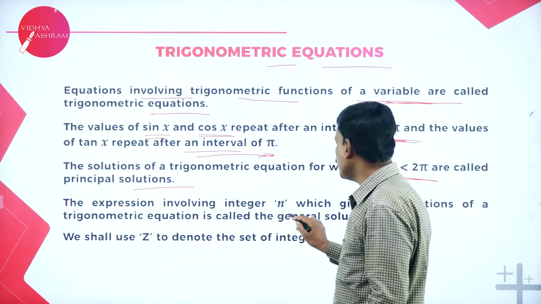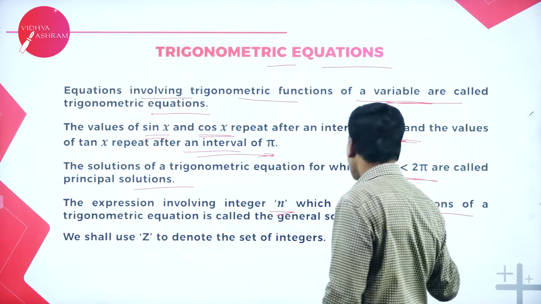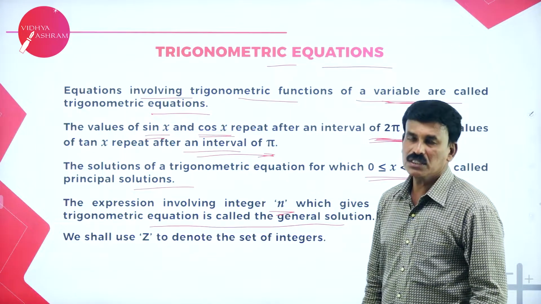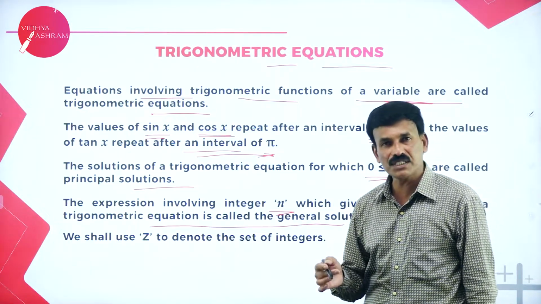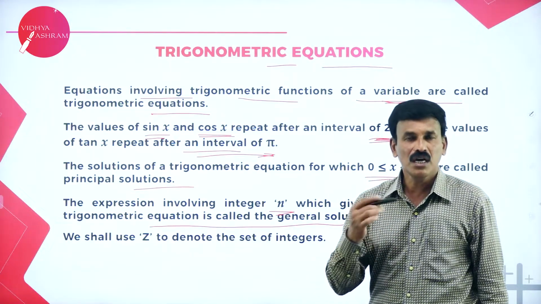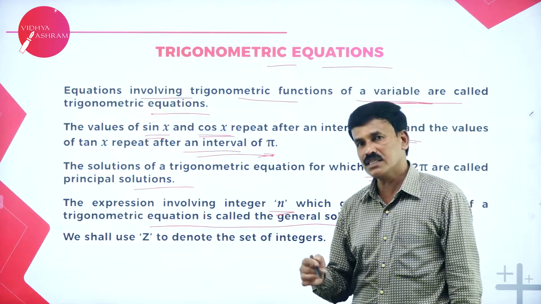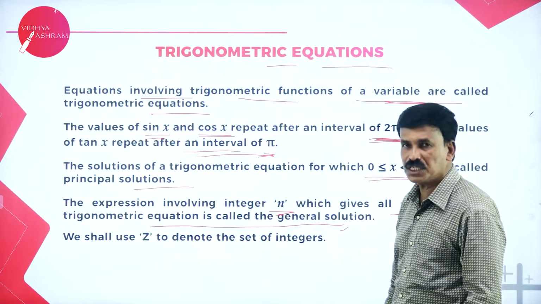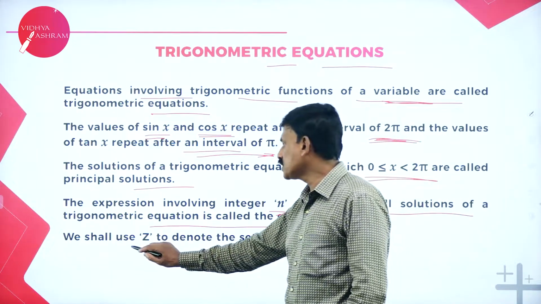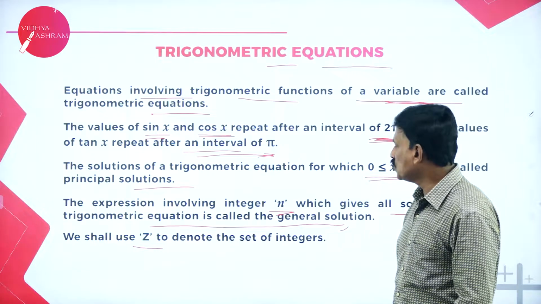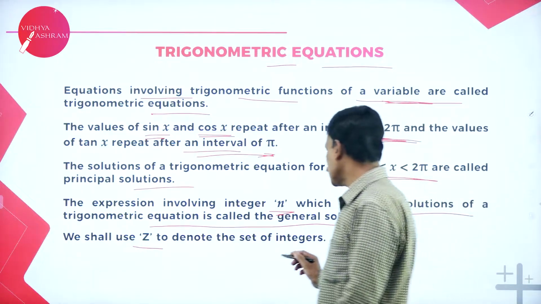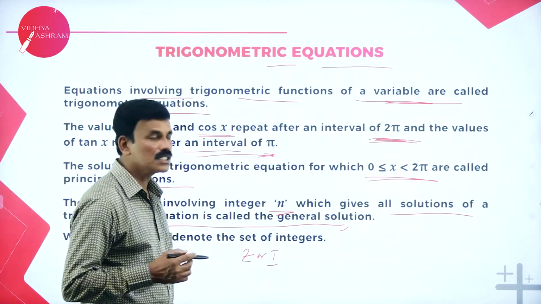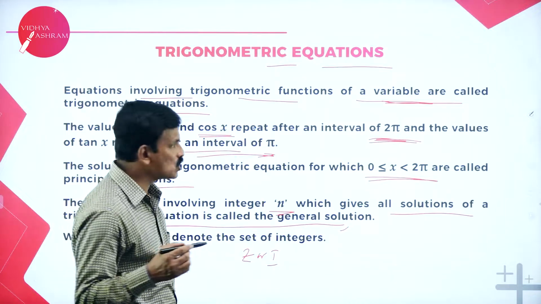The expression involving an integer n which gives all the solutions of a trigonometric equation is called the general solution. The value of x or theta which satisfies the given equation is called the solution, and there are n number of values which satisfy the given equation, called the general solution. We shall denote by Z the set of integers, or we can also denote it by I. Now, there are some general formulas to solve this.